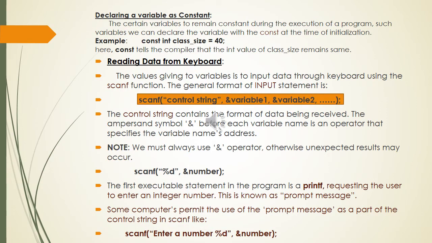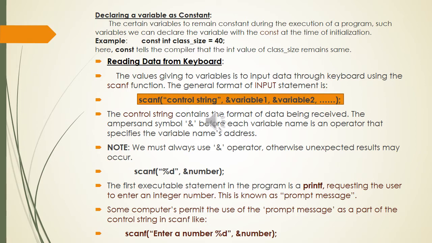Declaring a variable as constant. Certain variables must remain constant during the execution of a program. Such variables we can declare with const at the time of initialization. Example: const int class_size = 40. Here const tells the compiler that the int value of class_size remains the same throughout the program.